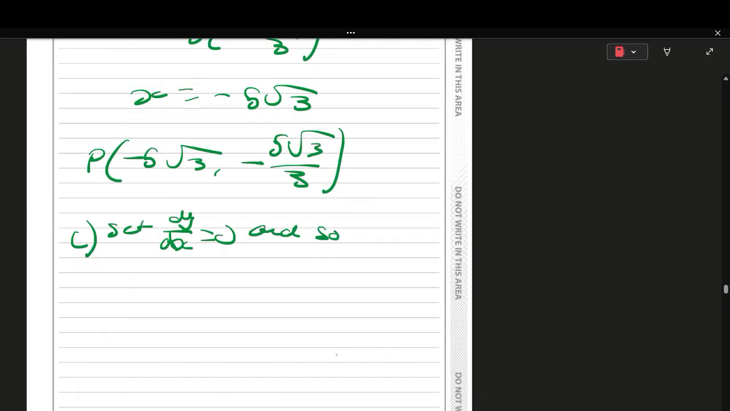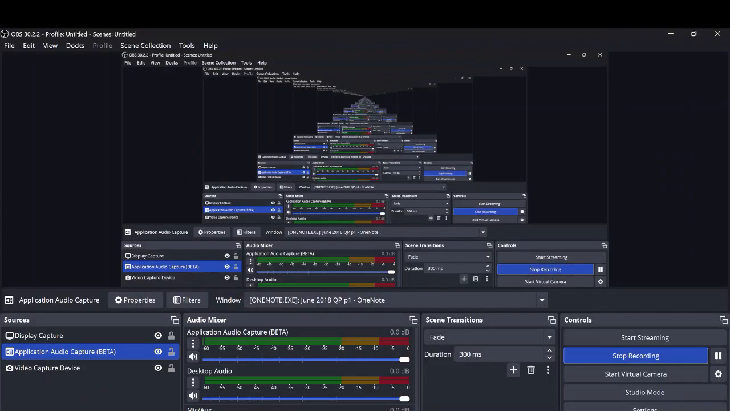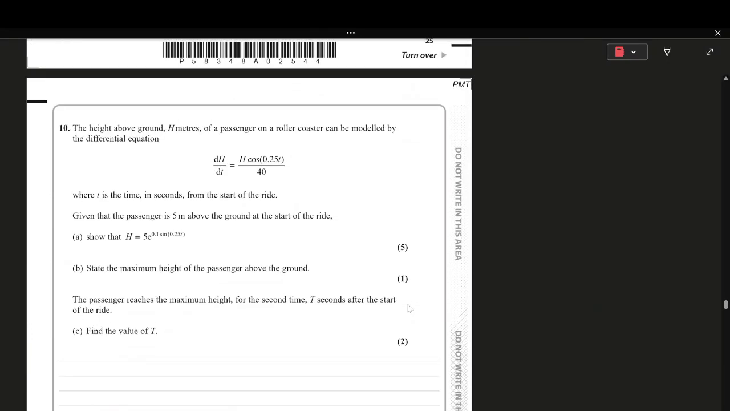And you would solve simultaneously whatever the southern, since there's also the bottom one, and northern points, and then choose the answer with the positive since it's the north. And that is that for question 9. So now moving on to question 10.